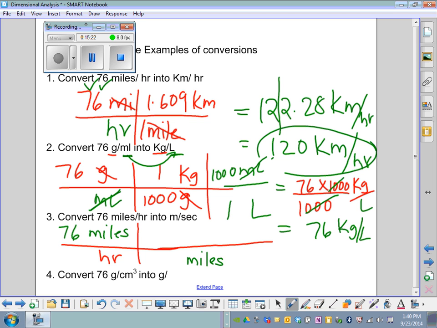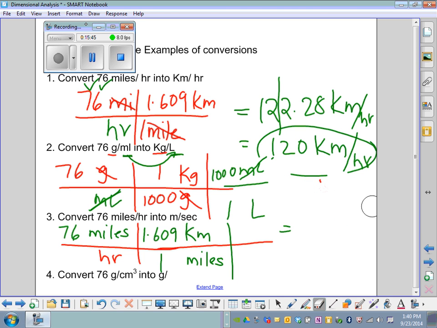So I'm going to take care of the numerator first. What do I bring down? Miles. What am I trying to change it into? Kilometers. And my conversion factor is 1 mile is 1.609 kilometers. Everybody with me? But I still am not in the unit that I want to be.